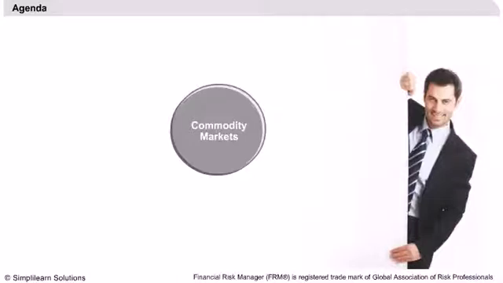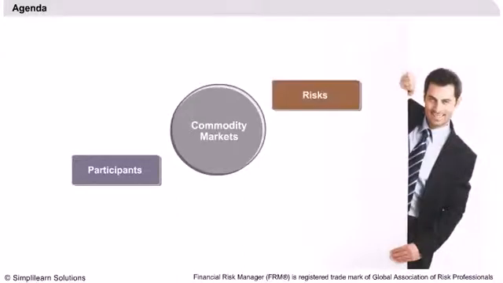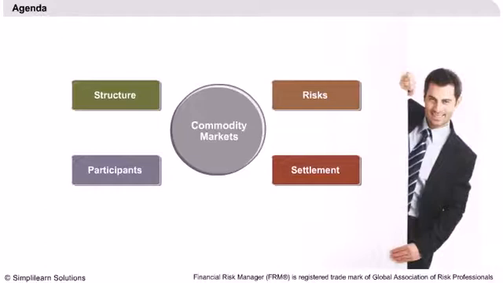We will then learn about the market participants in commodity markets, which include hedgers, arbitrageurs, and speculators. The risks involved in commodity markets will also be discussed. These include price risk, transportation risk, basis risk, delivery risk, and credit risk. We will finally discuss settlement and alternative settlement methods.